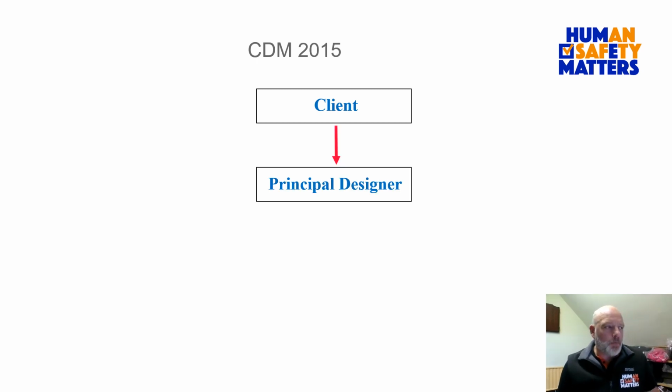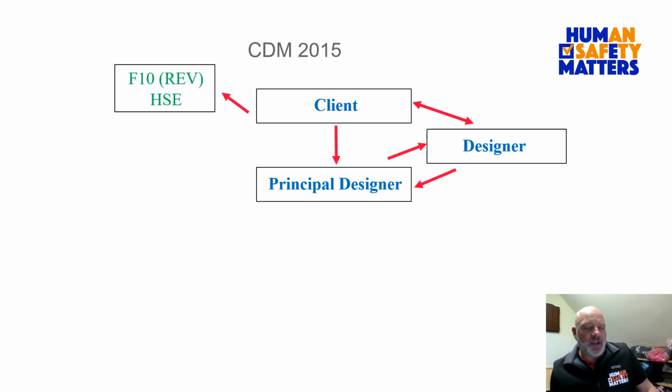So let me cover the structure of the CDM 2015. The client has a building to build and they will put in place a principal designer and a designer to design the build. Now this is all the pre-construction phase of the project and the client will raise the F10 to the executive accordingly. Now the main duties of the designer is to make sure the building can be built safely, it can be modified safely and it can be knocked down safely for the lifespan of that particular building.